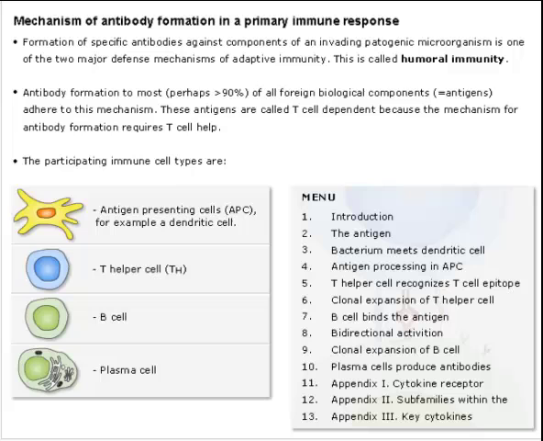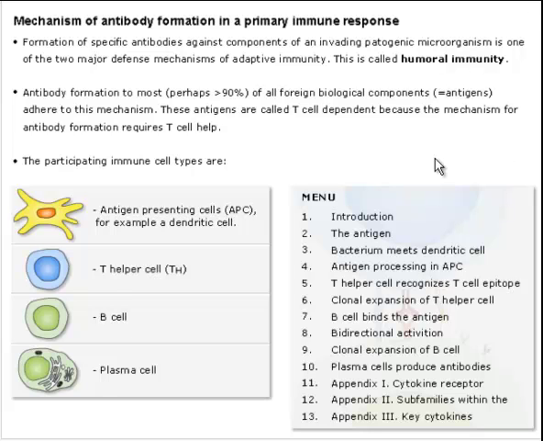Alright, so now that we've talked about the major histocompatibility complex in a little bit more detail, we're going to talk about the mechanism of antibody formation in our primary immune response. Okay, so this is going to be the formation of very specific antibodies. So this is our adaptive immune system that's going to start to build antibody production against an invading pathogenic microorganism. So this is called humoral immunity.